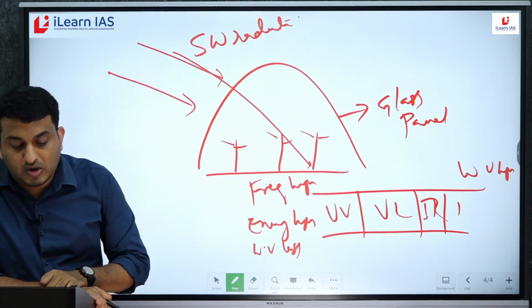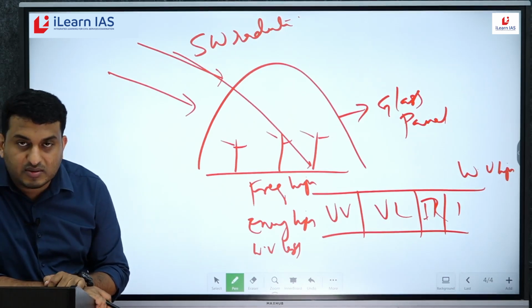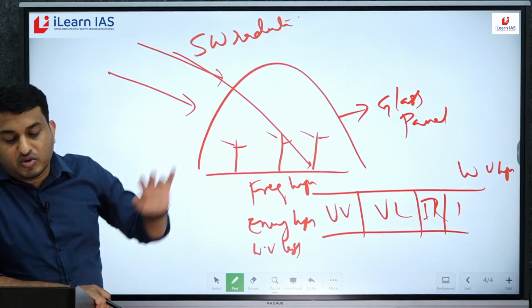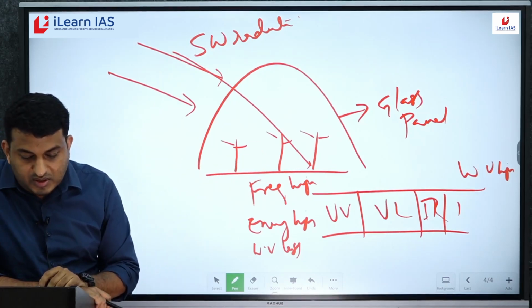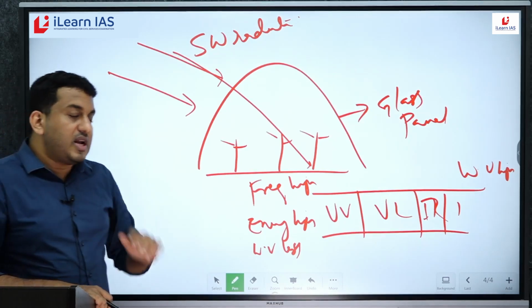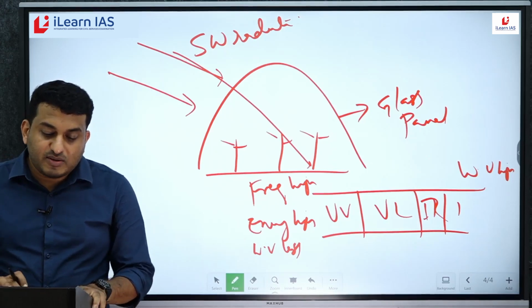They will come back as long wave radiation. So long wave radiation, what happens? Energy is less, so they cannot actually penetrate through, and this effect, what we call the greenhouse effect, right? This greenhouse effect is also happening in nature because of the atmosphere.